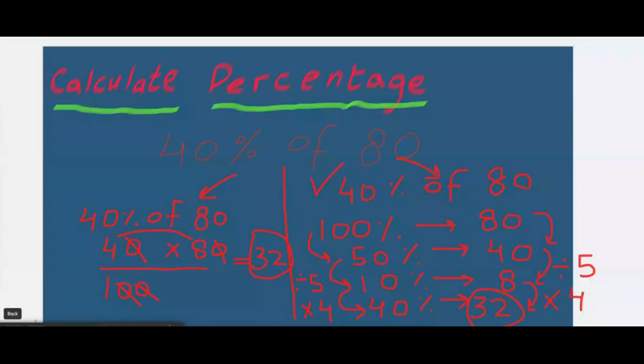Let's solve another example as well: 25% of 100. We will solve it again using two different methods. The first method is formula based. In this one, 25, and this percent means divide by 100. Of means multiplication. And then we write 100 here.